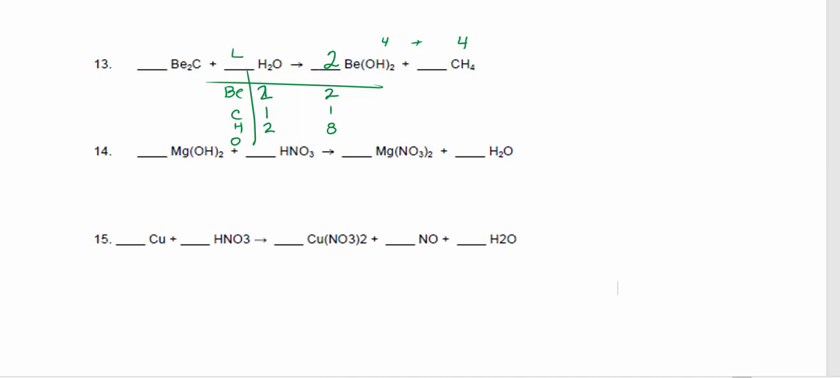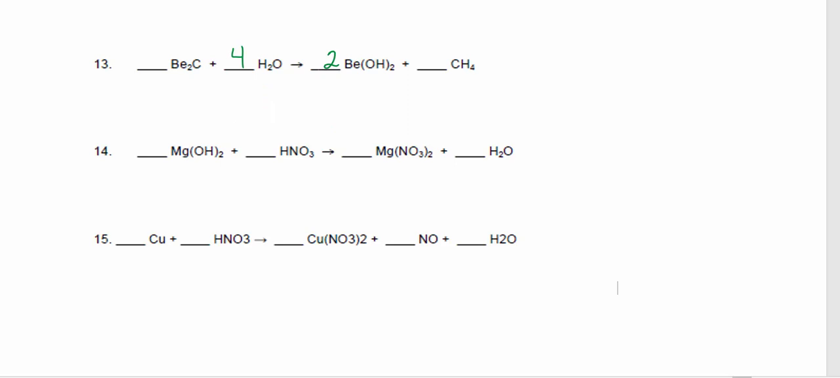That immediately makes me want to put a 4 here in order to balance the hydrogen atoms. So now I have 8 hydrogens on both sides, and now I can count my oxygen. I have 4 on the reactant side, I have 4 on the product side, and this is a balanced chemical equation. And number 14, so I have magnesium hydroxide reacting with nitric acid.